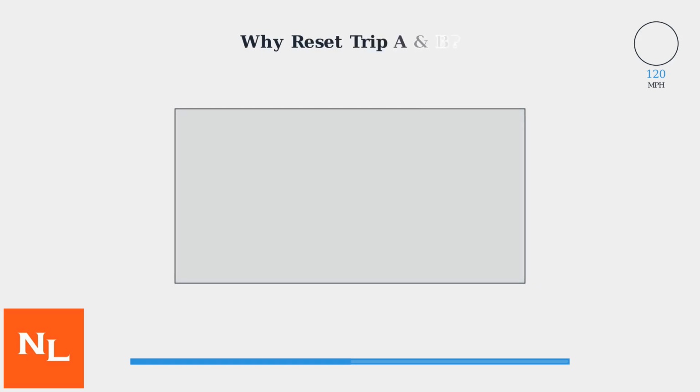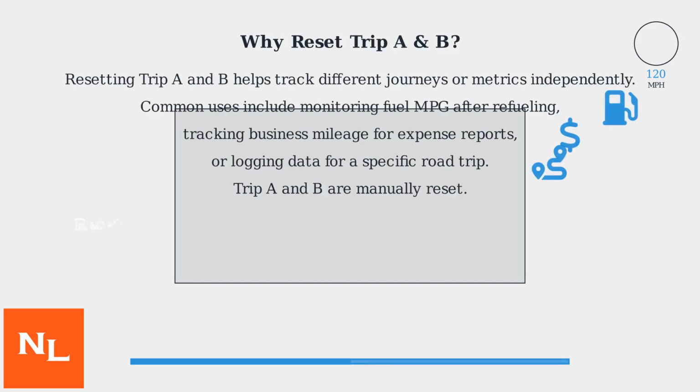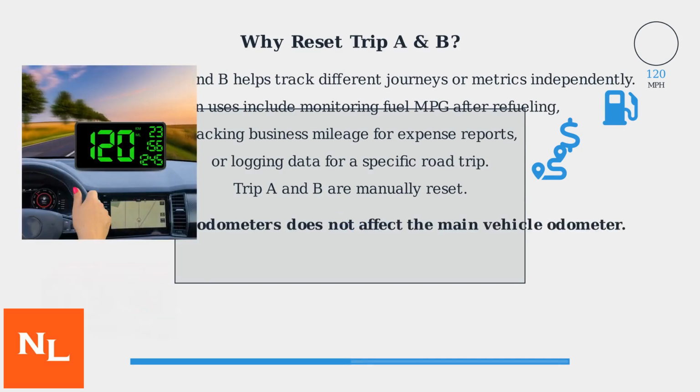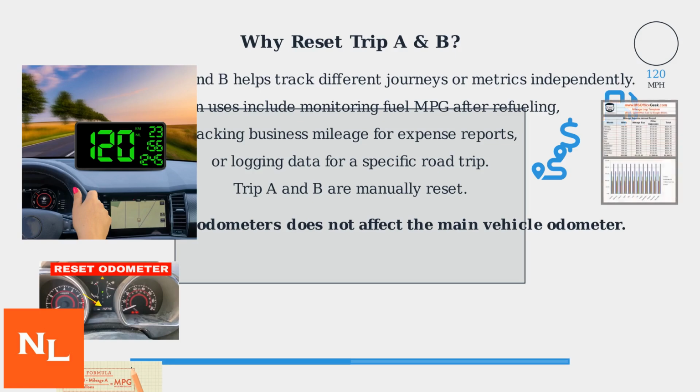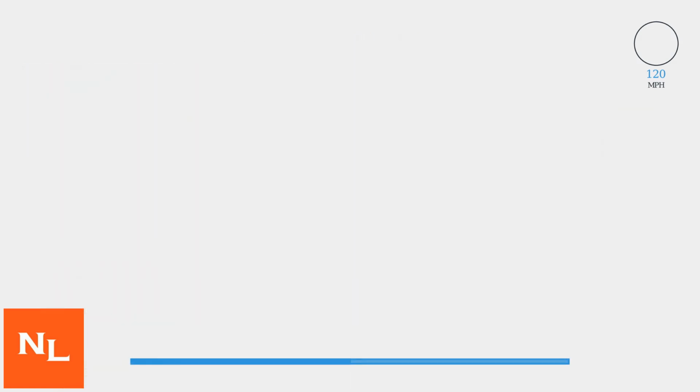Resetting Trip A and B on your Lexus NX200t allows you to track different journeys or metrics separately. This is particularly useful for monitoring fuel efficiency after refueling, keeping records of business mileage for expense reports, or documenting data from a specific road trip. Both Trip A and Trip B can be reset manually as needed. Importantly, resetting these trip odometers has no effect on your vehicle's main odometer, which continues to track total mileage.